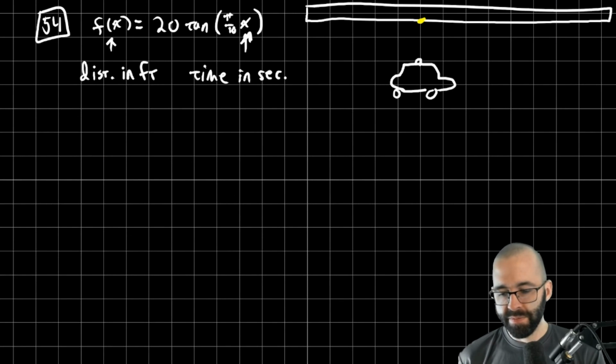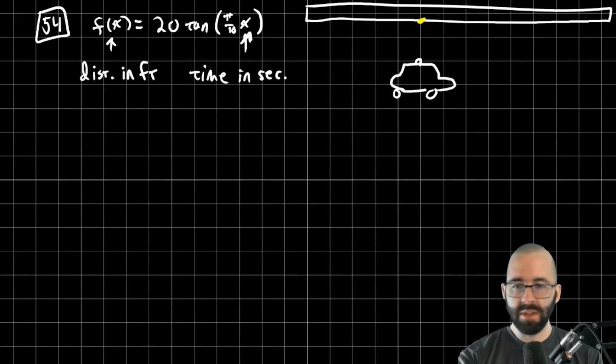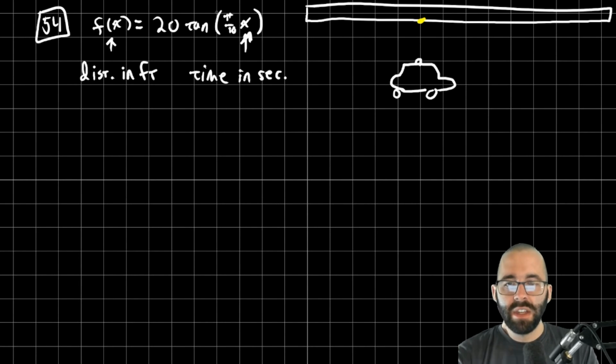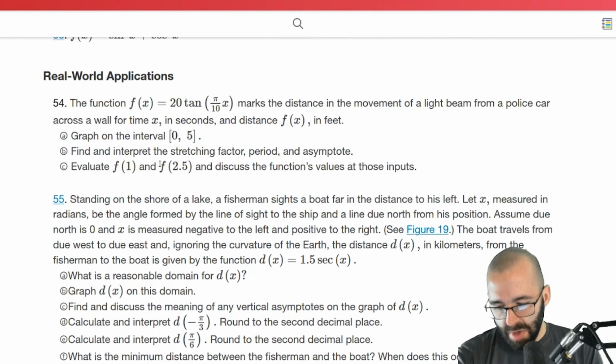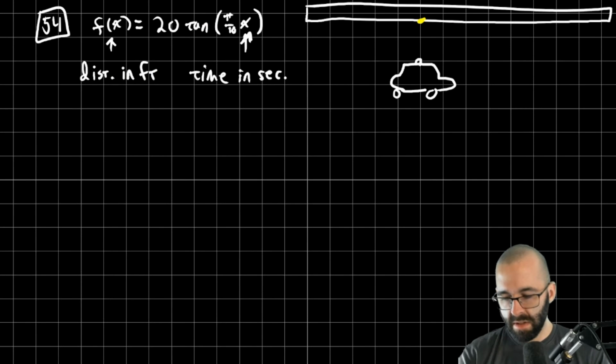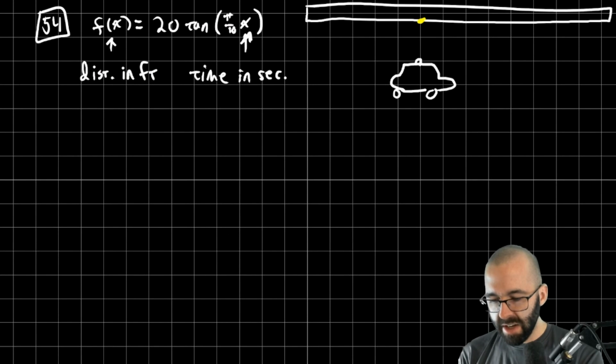For the other ones, I want you to plot them by hand. But for this one, you don't really have to plot it by hand. I'll try to be very clear on what I want plotted by hand and what I don't want plotted by hand. Usually, I want it plotted by hand, but let's not worry about it for this application problem. Where is the problem? Part B, find and interpret the stretching factor, period, and asymptote. All right, so we're going to need the stretching factor.